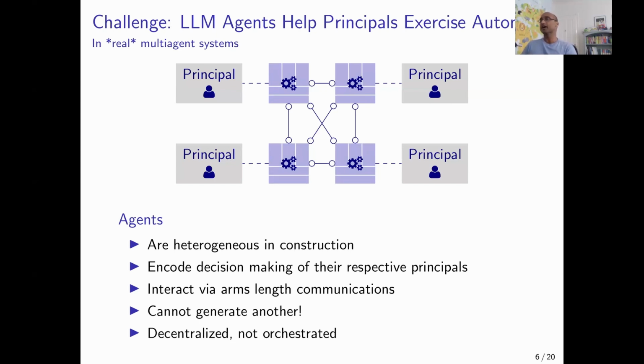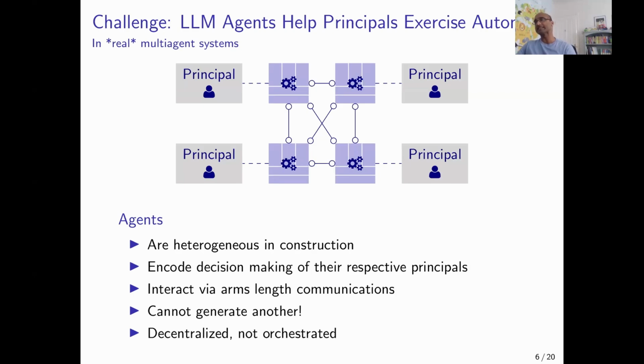They interact via arm's length communications by sending messages to each other. Nobody orchestrates anybody else, and no agent can generate another agent. They belong to different parties, so there is no possibility of doing that, right? This is what I think of as a real multi-agent system. This is where the actions have real consequences. It's not like invoking tools to write some LaTeX or generate a PDF, but you're actually booking flights, you're making payments, and so on, actions for which you might be held accountable.